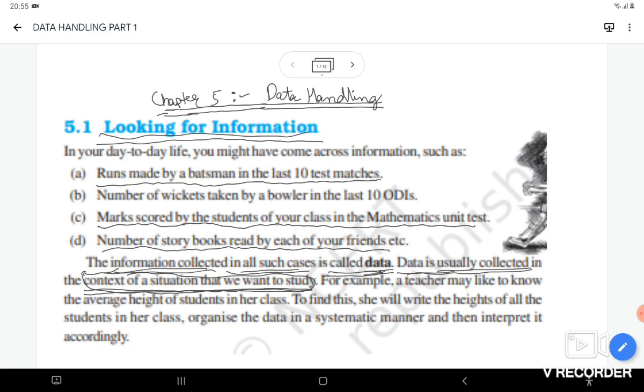Now in this video we are going to start with chapter 5, that is data handling. So without wasting any time, let's jump into the video.